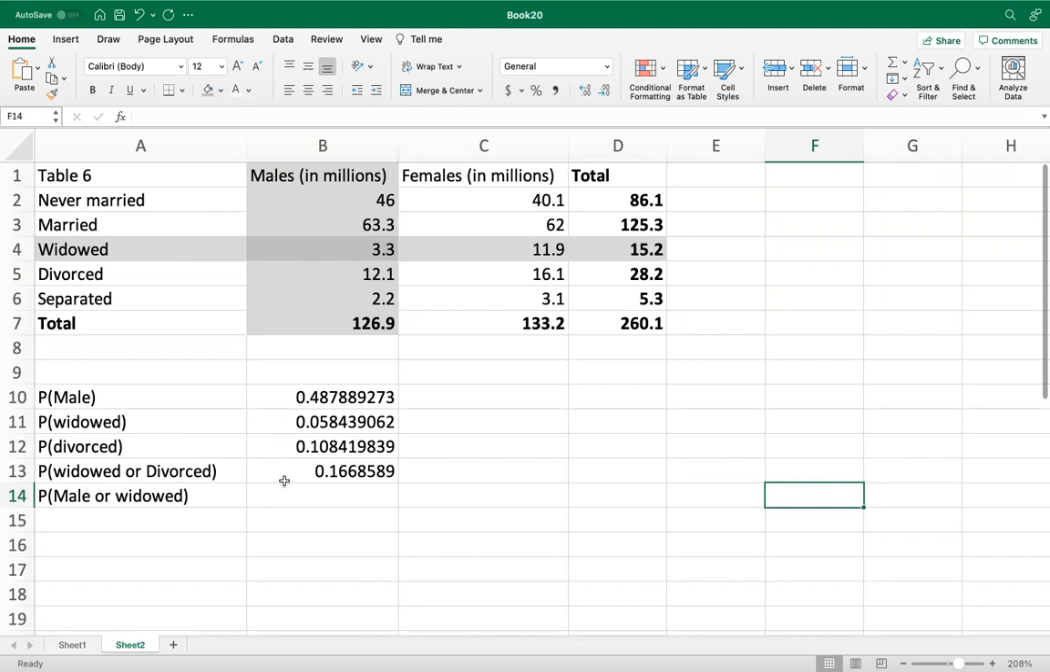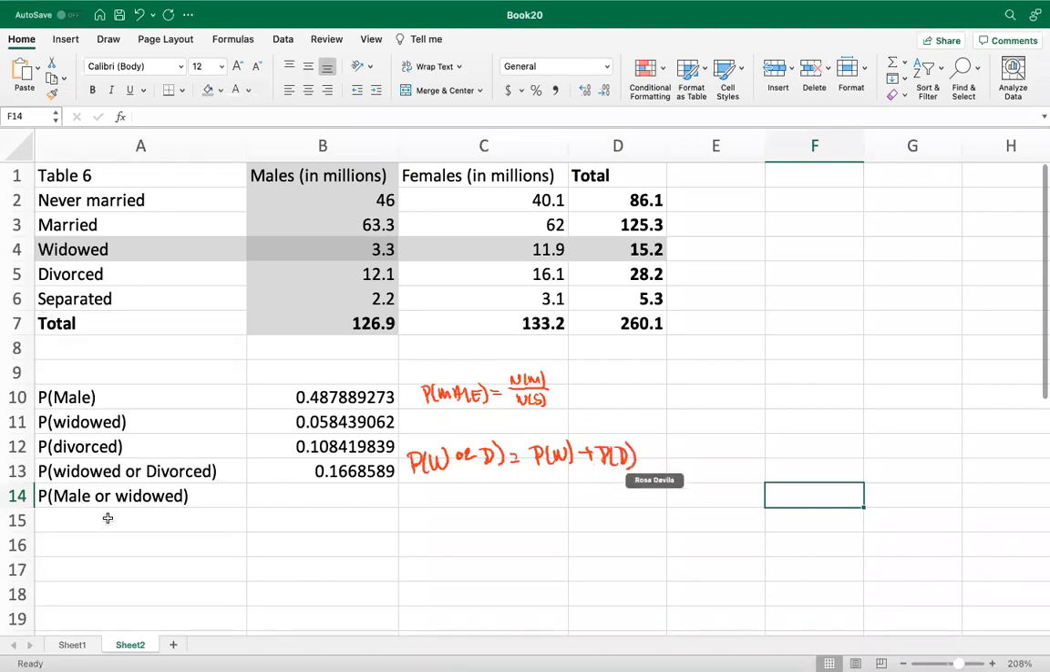So here where we looked at this one, the probability of male was just equal to the number of males divided by the number in the sample space. Same thing with widowed, same thing with divorced. For widowed or divorced, these two were disjoint, so we'll talk about that one too. There aren't any other categories: M, widowed, W, divorced, and separated. So the probability of widowed or divorced was just the probability of widowed plus the probability of divorced.